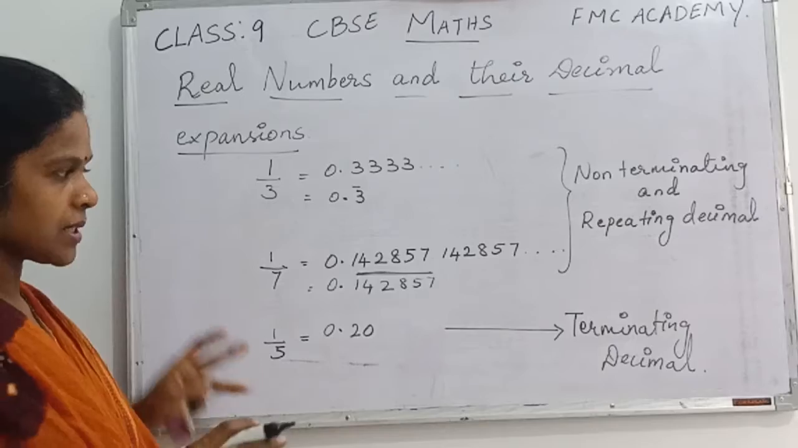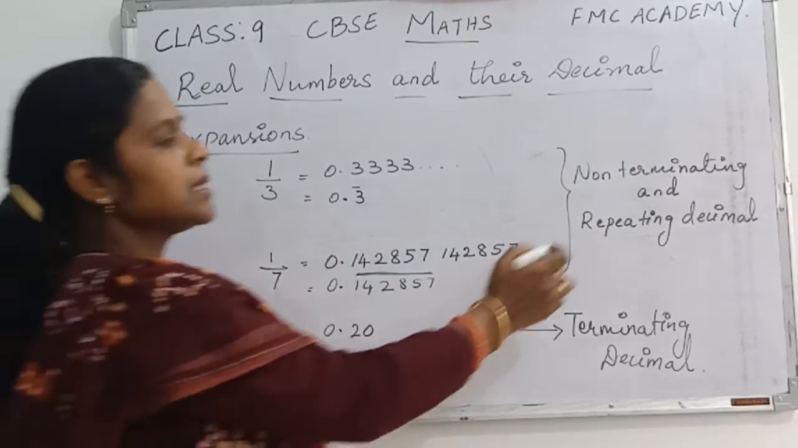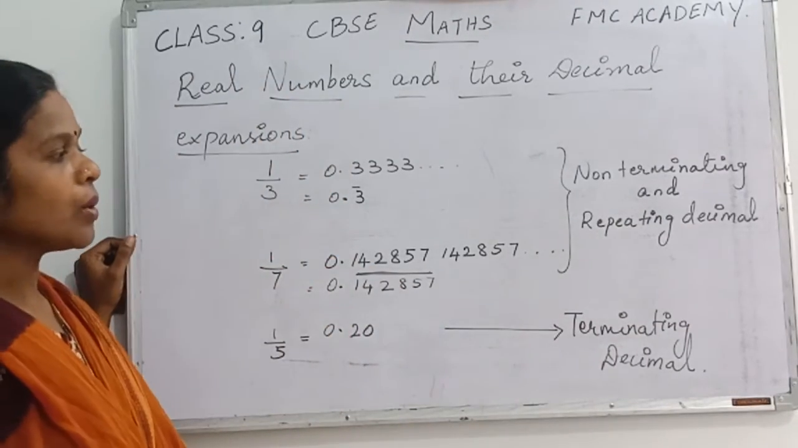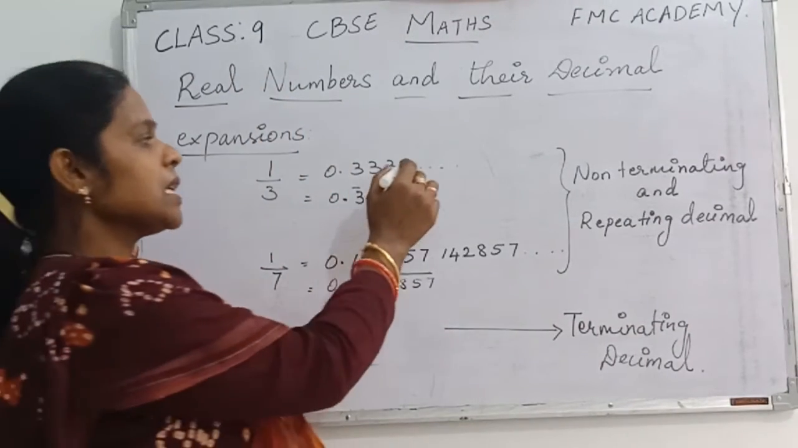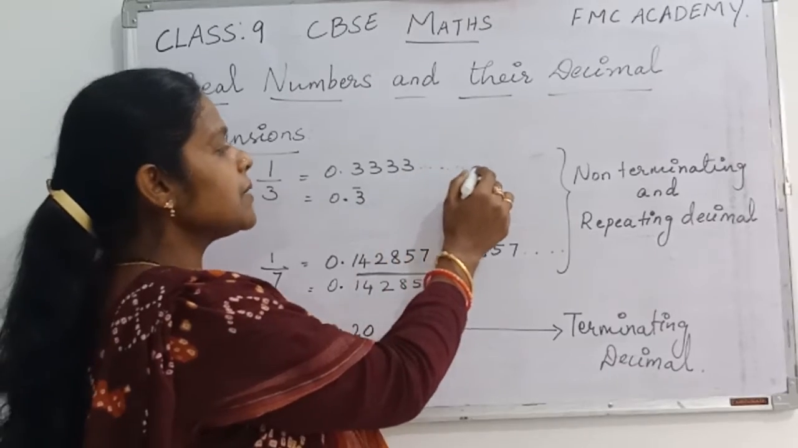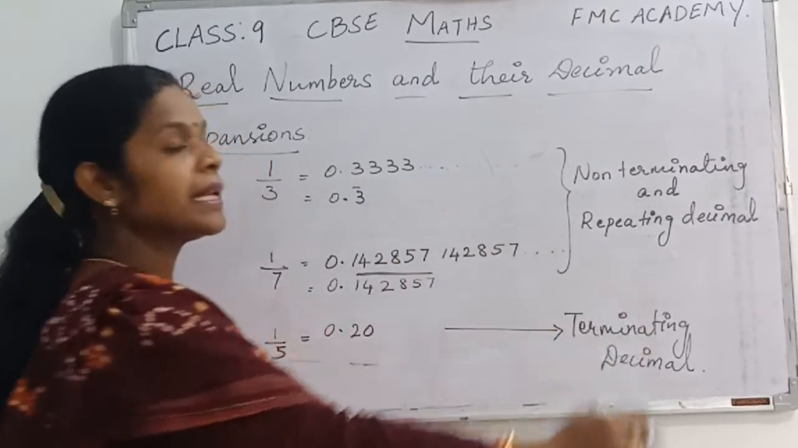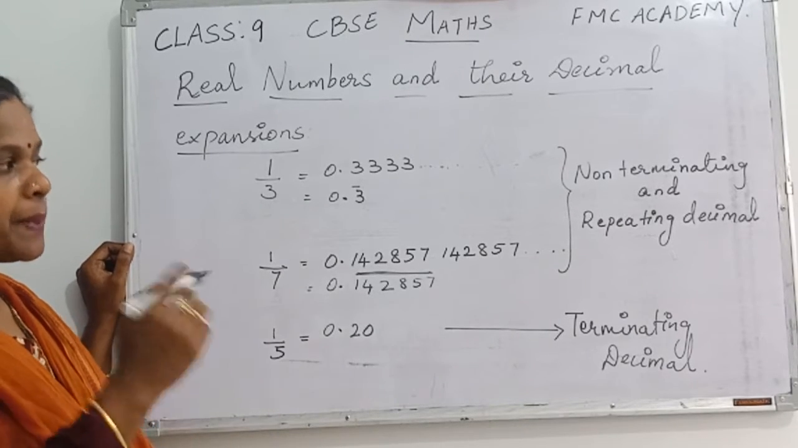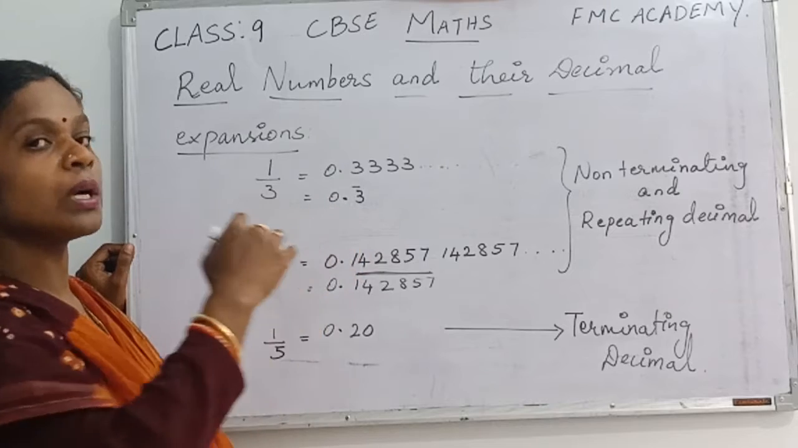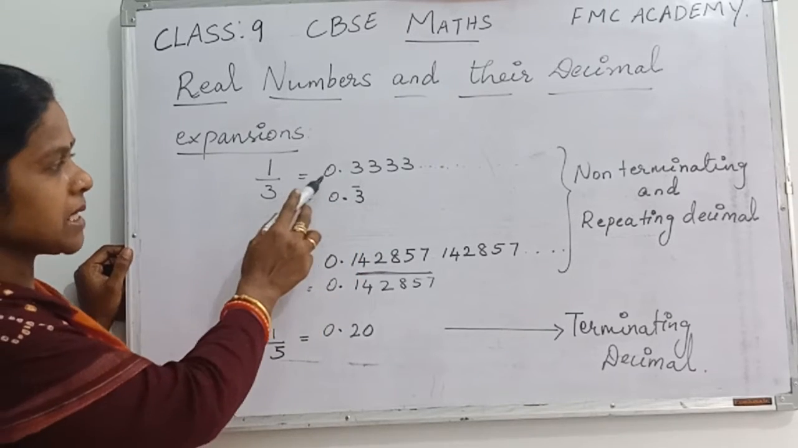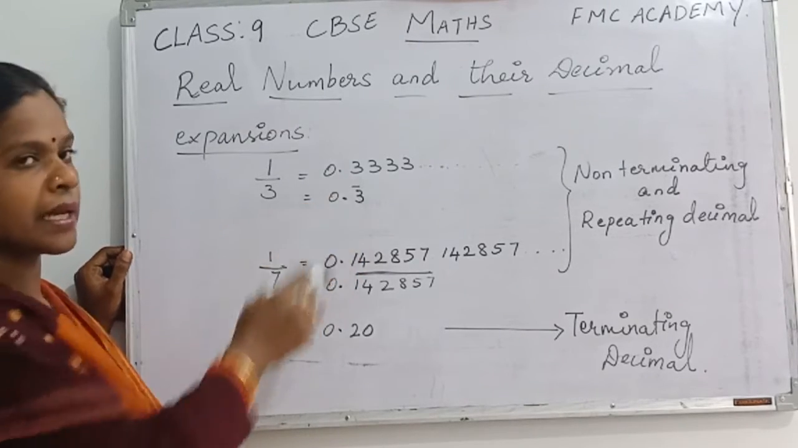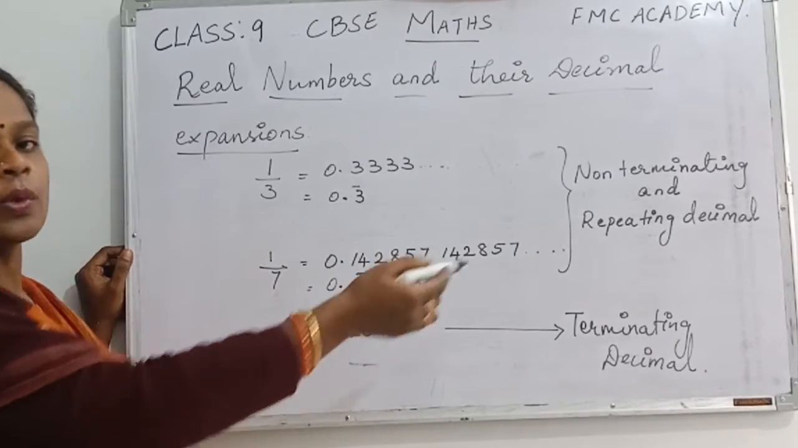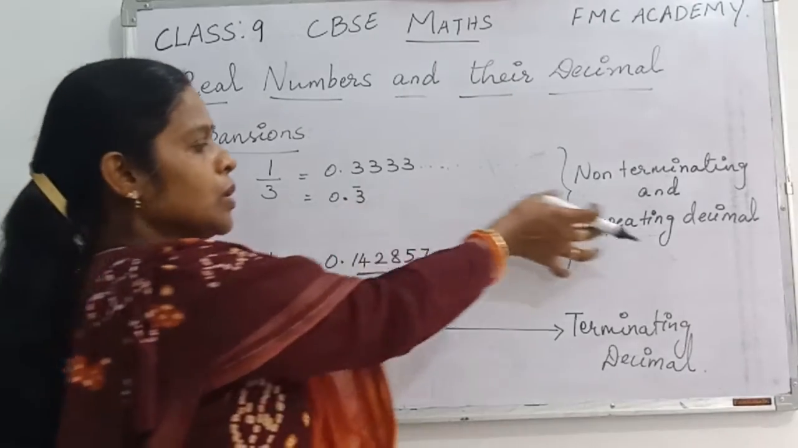Now if you see, the first two examples are non-terminating as well as repeating decimals. How can you say that it is non-terminating? You can see here this dot, what does it mean? It is infinity, meaning it is going on. You are not getting the remainder as 0. That is the meaning of non-terminating. And a repeating decimal means any one digit or any one set of digits may be repeated. In the first example, you can see this 3 is repeating again and again. In the second example, you can see this full set of numbers is going to repeat again and again. So these two are one group.